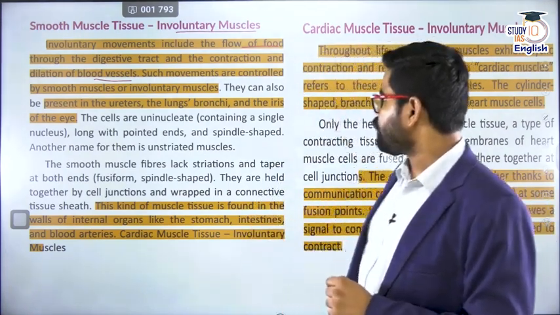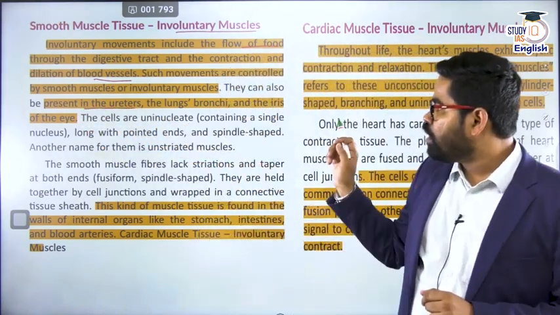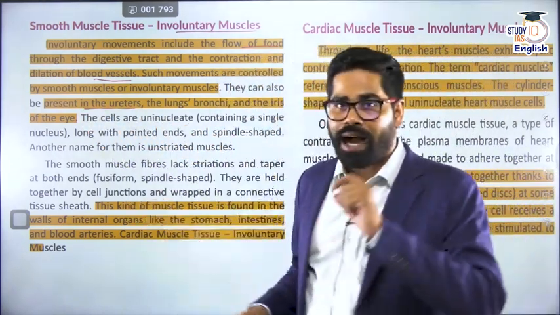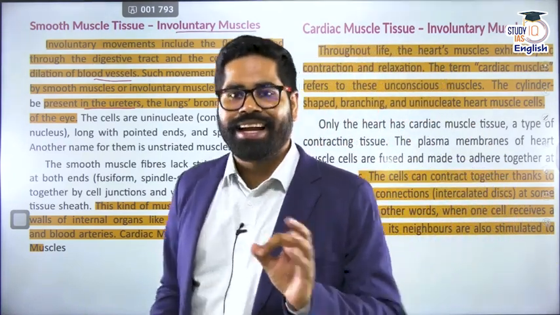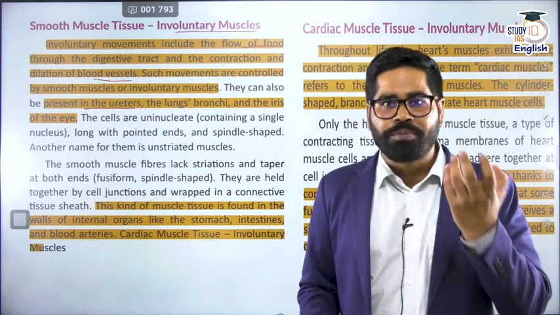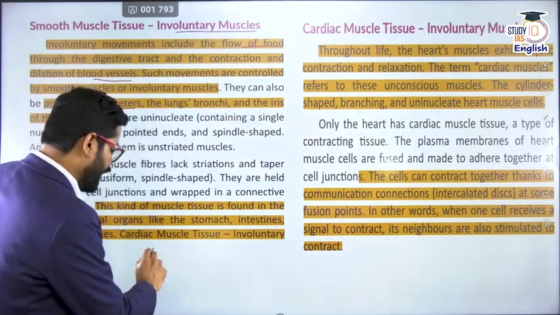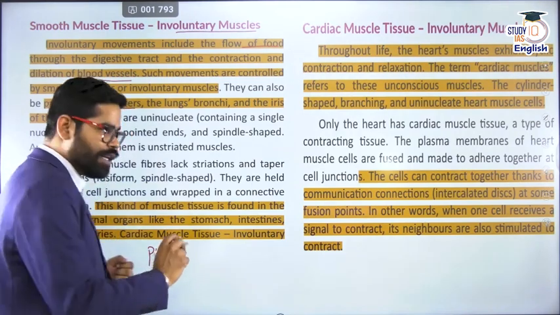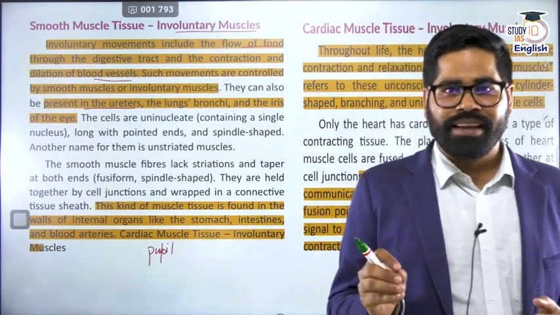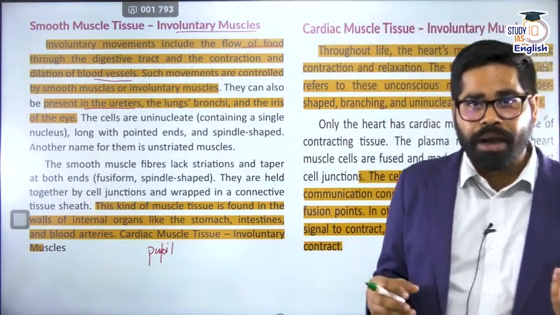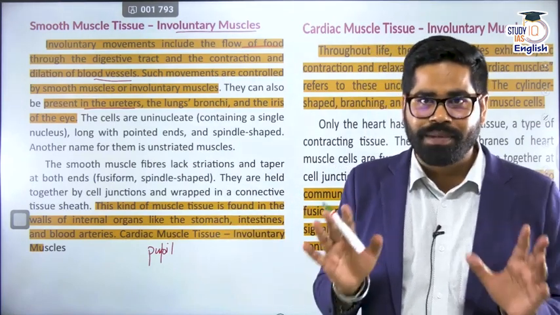Then they are also seen in the ureters, the lungs, bronchi, and even the iris of the eye. Basically, the iris muscle controls the size of the pupil of the eye. When there is too much light, the pupil contracts. It becomes smaller in size. That happens due to the expansion of the iris muscle.